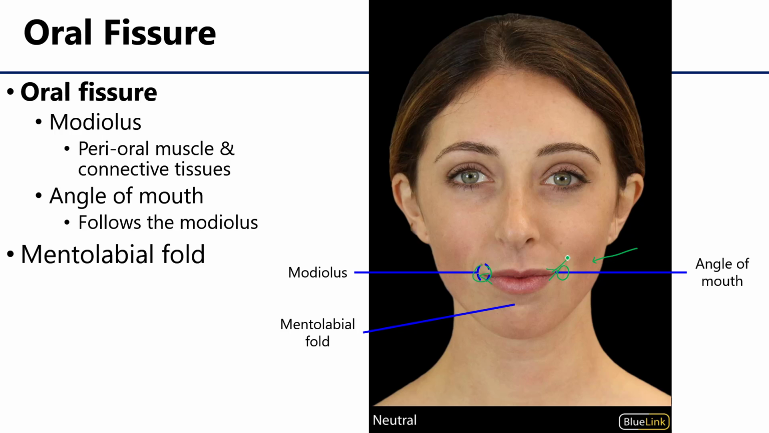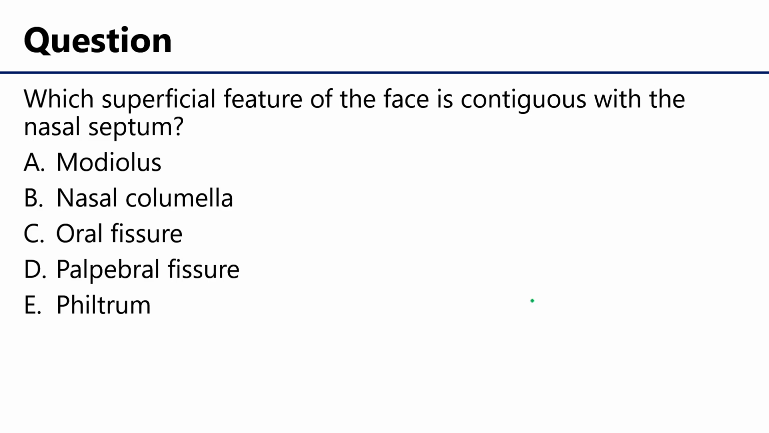And so those muscles, as they act in concert with one another, are going to move that modiolus. So we can affect a smile, or a smirk, or a frown, depending on what those muscles that connect to the modiolus are doing. In addition, we have a mentolabial fold. The mental region is the chin, and the mentolabial fold is the fold between the chin and the oral fissure.